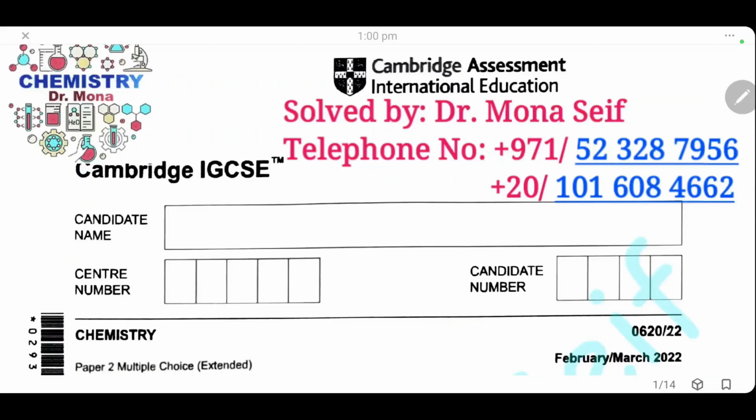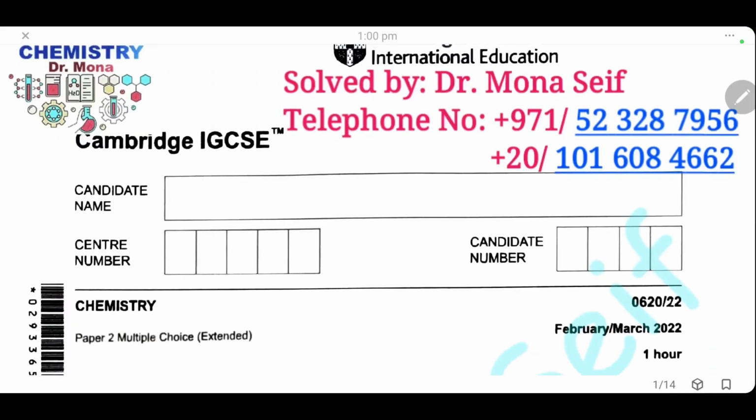Assalamu alaikum wa rahmatullah. Today, inshallah, we're going to solve the Cambridge exam, February-March 2022, paper 22. Let's start it.